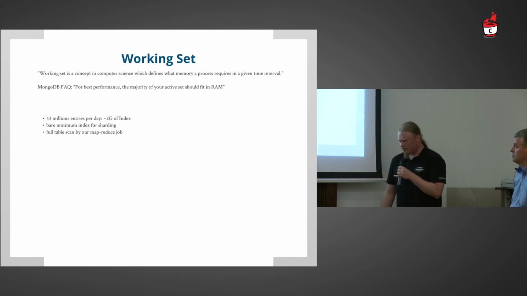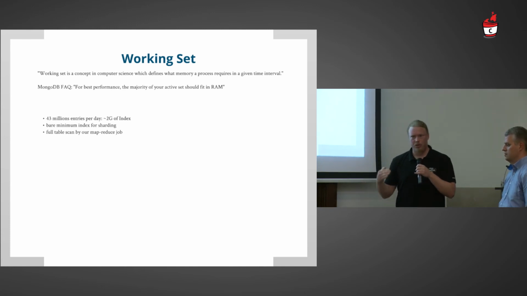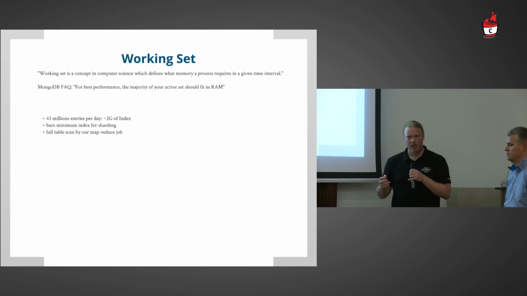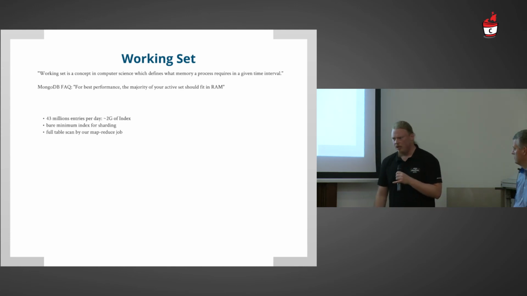In our case, our problem was that we were logging raw events, right? And we had about 43 million of those per day. So we were producing about 2 gigs of indexes each day. And you saw the hardware we started out with. We had at first 8 gigs of RAM and then 12 gigs of RAM. So after 4 or 6 days, your working set is bigger than your memory.